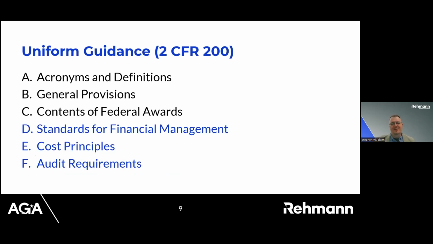So inside the uniform guidance, we have 6 subparts. The 3 that we care about the most for today's purposes are highlighted in blue. We've got the standards for financial management. That's what grant recipients need to do. We've got cost principles. That's the standards that grant recipients have to follow when it comes to identifying eligible costs. And we have the audit requirements, which is really the body of the single audit.